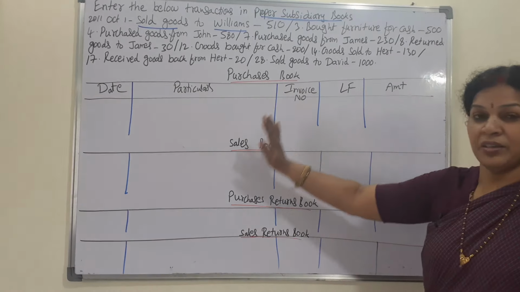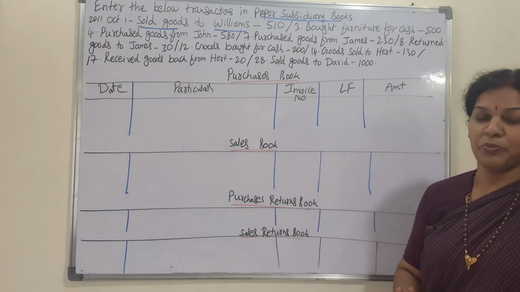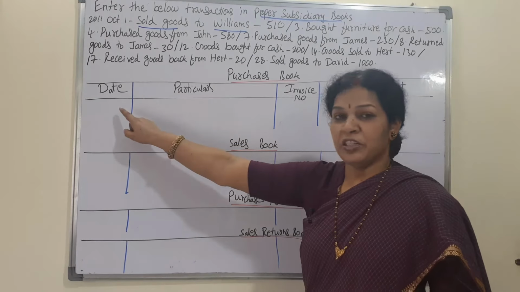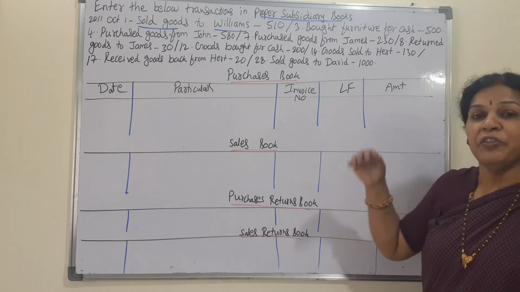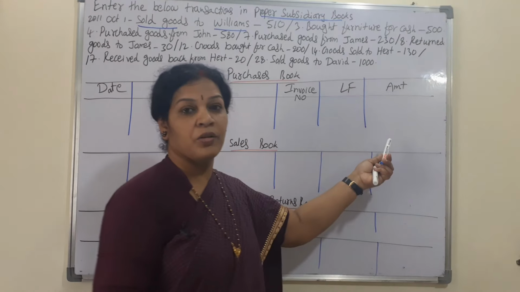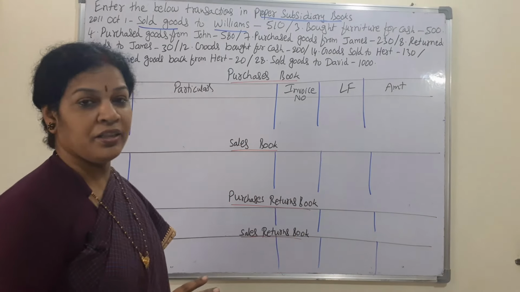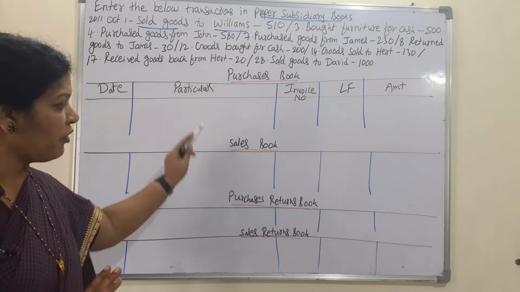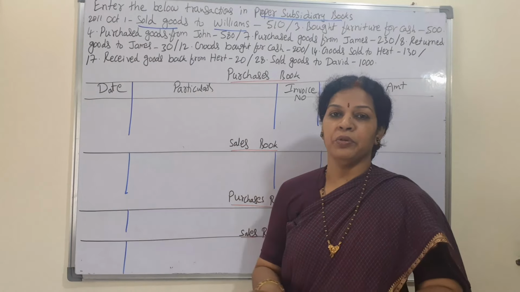Already I have drawn the tables of this purchase book, sales book, purchase returns and sales returns. Proforma is already ready. As I told you in the previous class, the proforma is date, particulars, invoice number, LF, amount. Before amount, if you have any kind of detailed information to be drawn, then you can write a details column also. Here it is not required, so I directly took the amount. The same columns are there for sales books, purchase returns and sales returns. Now simply we have to read every transaction and post it.